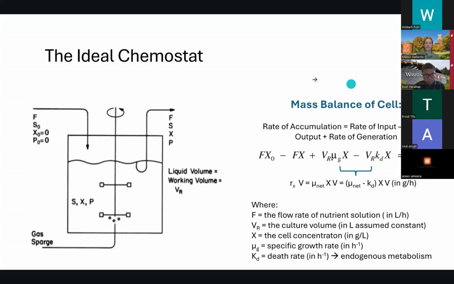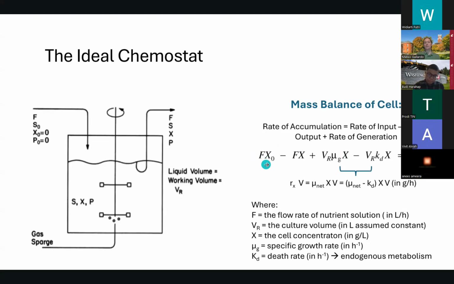So for the mass balance, we have the rate of accumulation equal to the rate of input minus the output plus the generation or consumption. It depends, but in this case, it's of cells. So we are generating cells. So we have the inlet, that is the flow, times the biomass that is coming from this inlet.